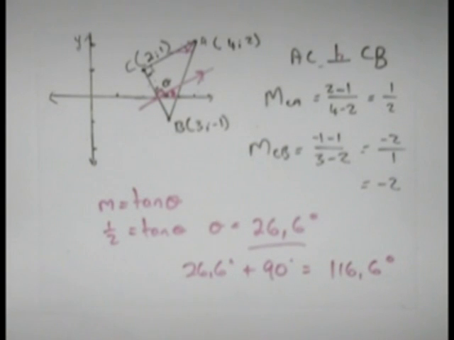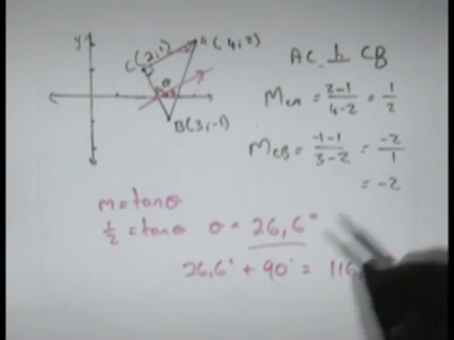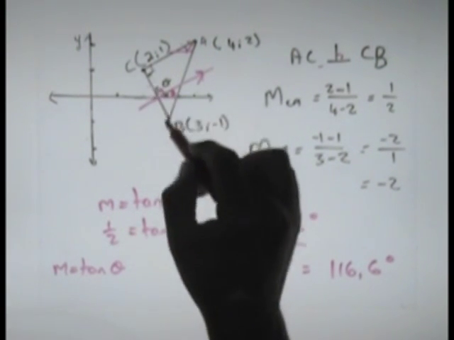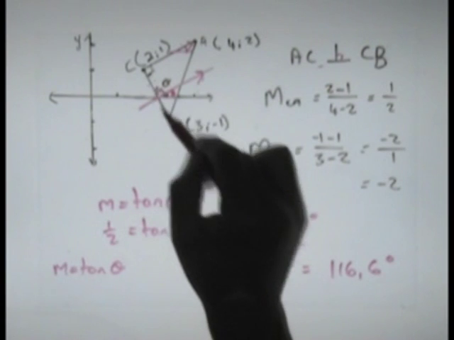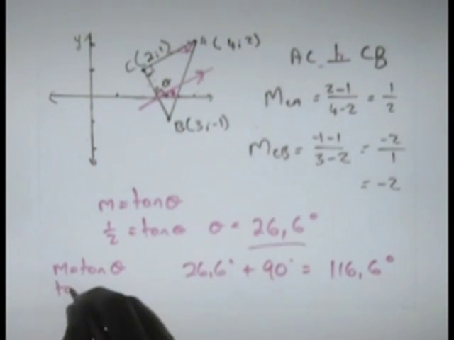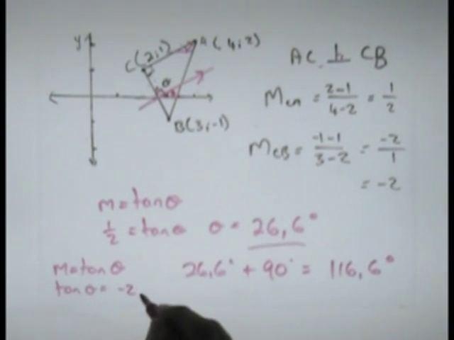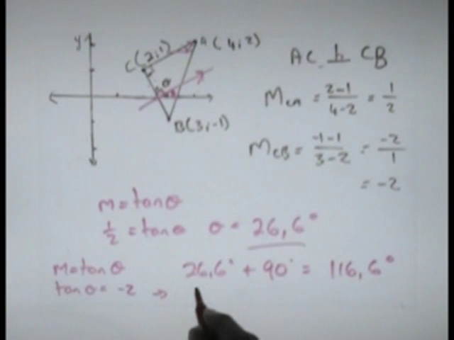Let us see what happens when we try and work it out in this form. m is equal to tan of theta. Remember, we are now looking for theta, or the angle of inclination of CB. That means that tan theta is equal to CB's gradient, which is -2. That means that theta is equal to the inverse function tan of -2, which is going to give us an odd answer. It's going to give us an answer of -63.4 degrees.